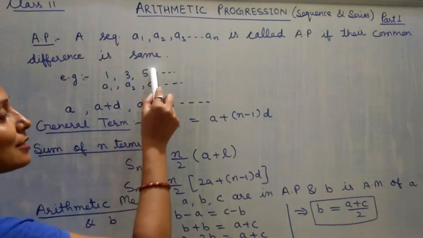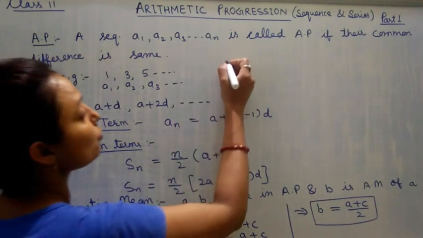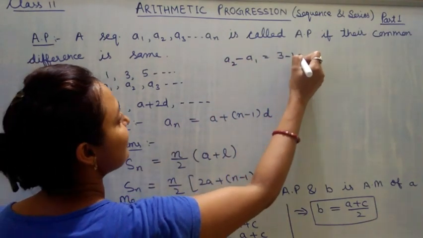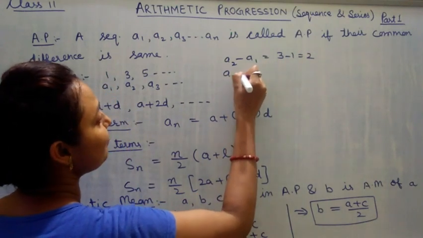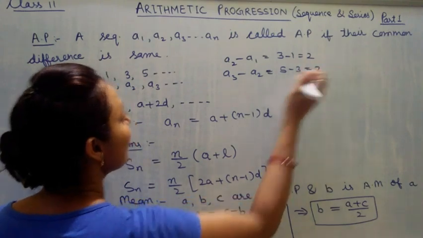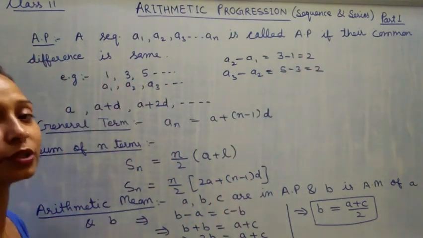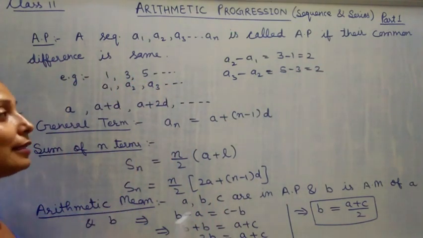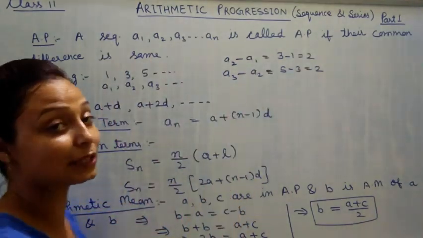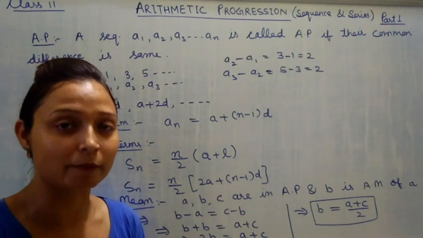This is known as the second term, this is known as the third term. If I want to check a2 minus a1, that is equal to 3 minus 1, that is equal to 2, and a3 minus a2 will equal 5 minus 3, that is equal to 2. When the difference between two terms is equal, that means the difference between these two terms is 2 and these two terms is 2, then it is said to be an AP, not a normal sequence.